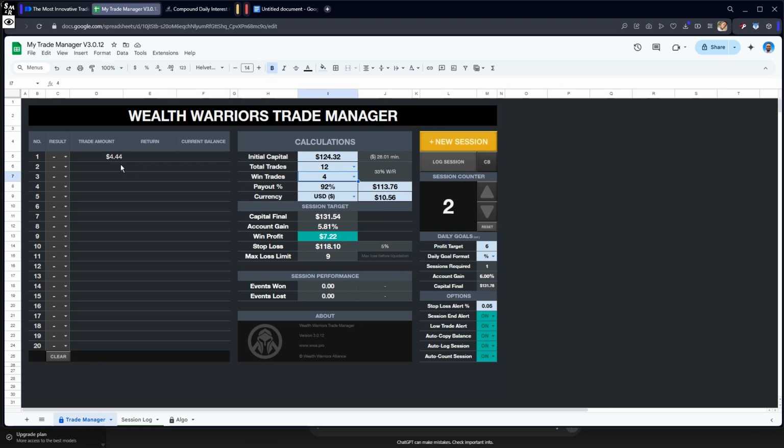So our first trade is 4.44. Let me update this. 124.22.